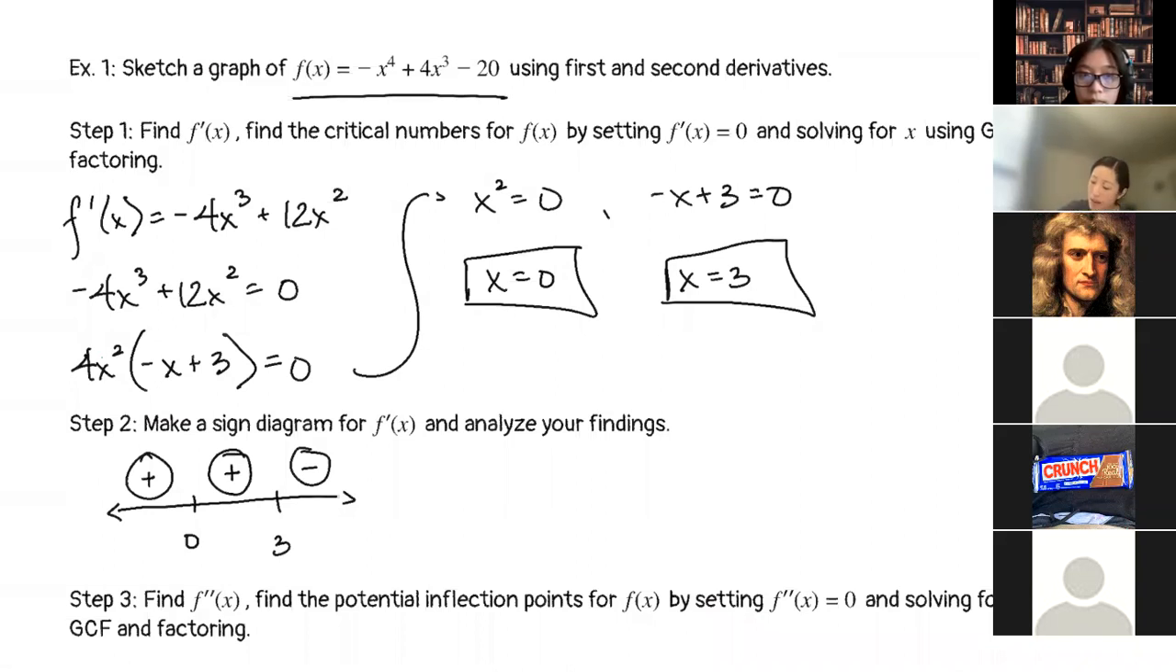Now, the analyze your findings part. At x equals 0 and at x equals 3, I want you to go back into your notes and tell me, do we have a maximum, a minimum, or neither? And be prepared to justify your answer. How did you know that it was a maximum? How did you know it was a minimum? How did you know it was neither?